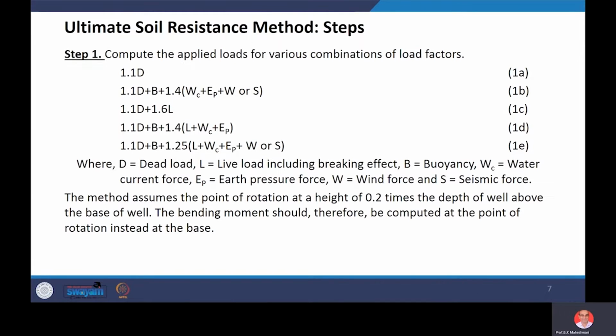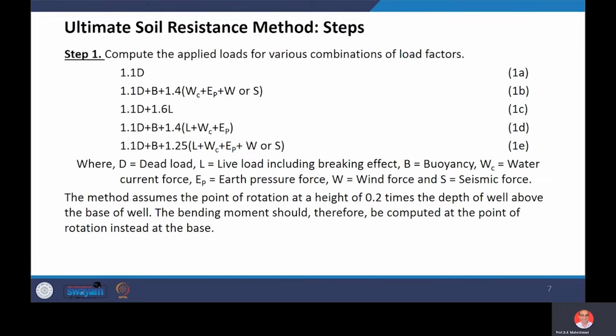So these are the steps. What are the steps for the ultimate soil resistance method? The first step: compute the applied loads for various combinations of load factors as given in the slide. There are 5 different combinations given here. First is 1.1 times D, and then second, third, fourth, and like this.